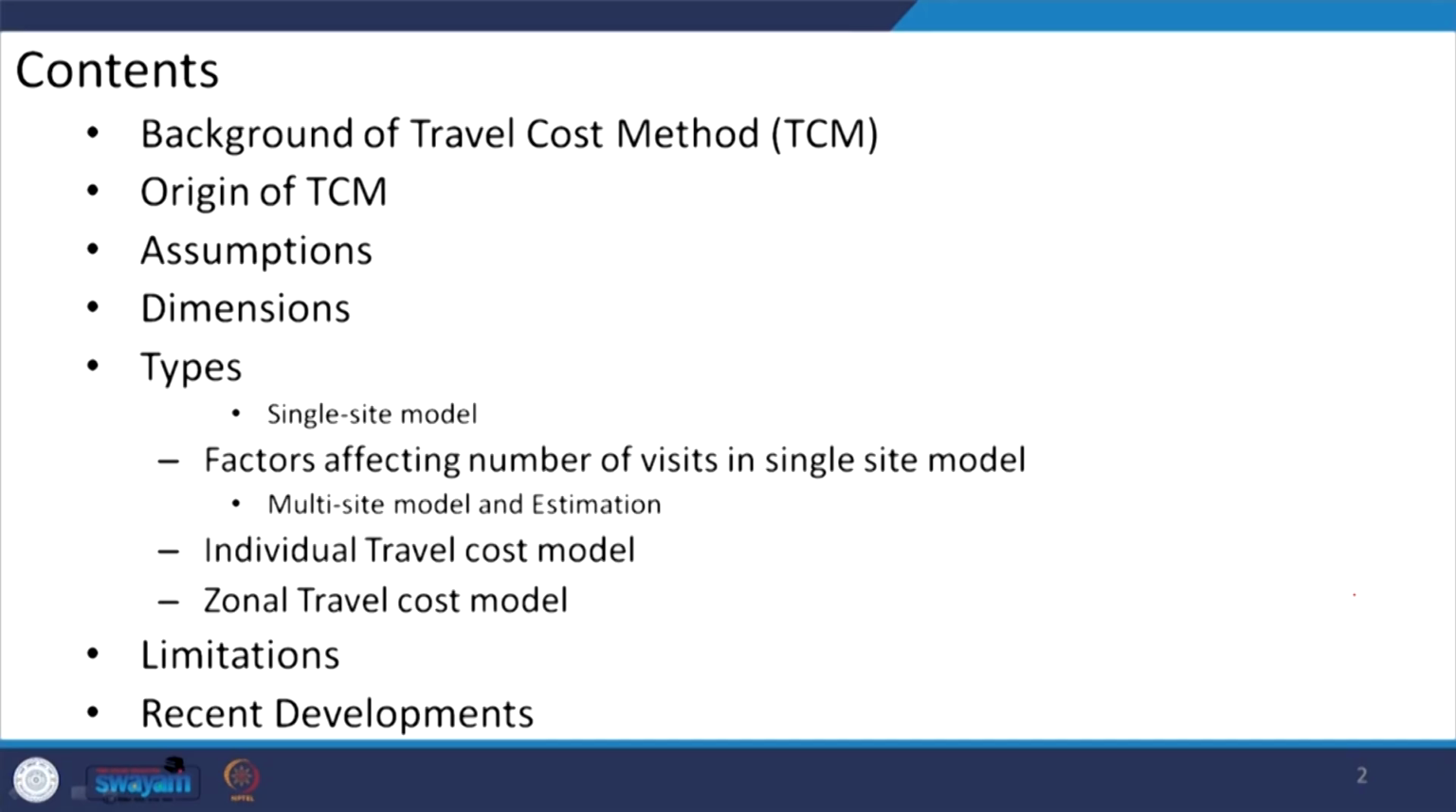So, under the types we will be discussing what is single site model under travel cost method, and what is multiple site model, and how we are going to estimate, how we need to model it, and also we will be talking about what is individual travel cost method and what is zonal travel cost method. So, based on the understanding of these typologies of travel cost method in general, we will be discussing the broad limitations of this method, and along with the recent developments in this method.